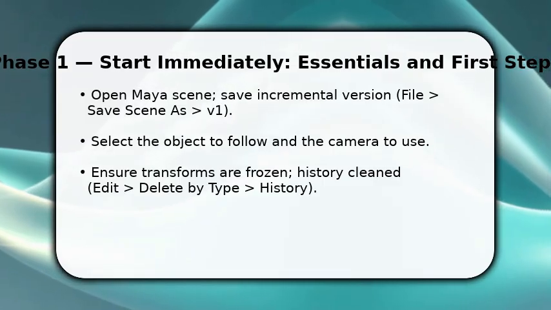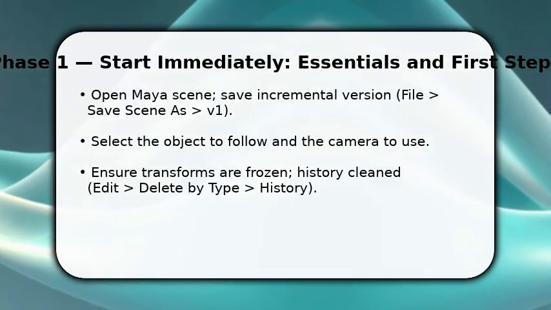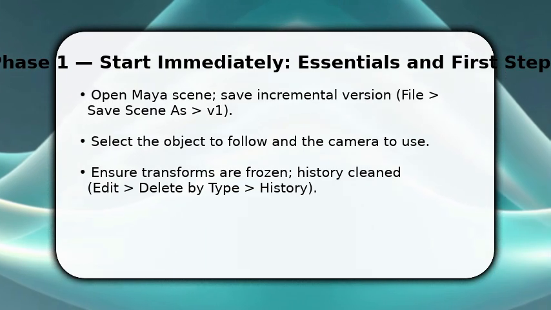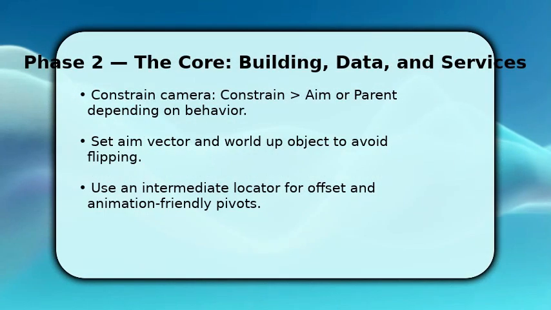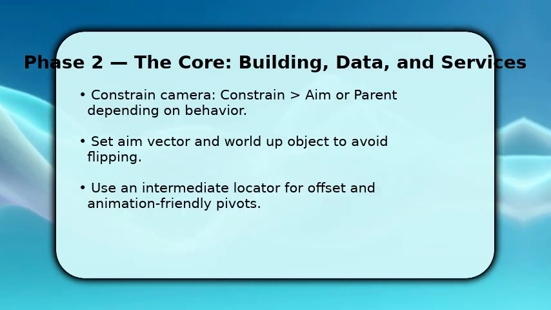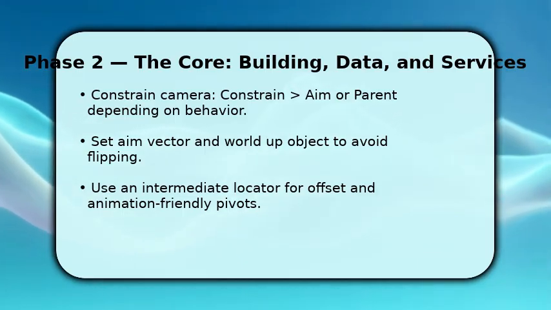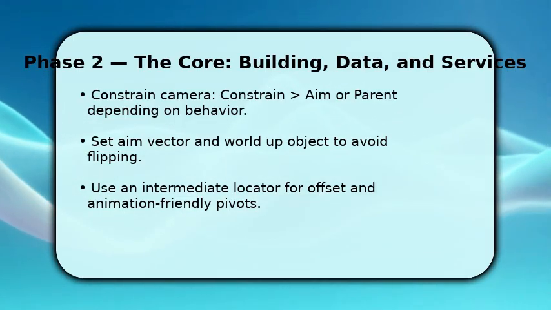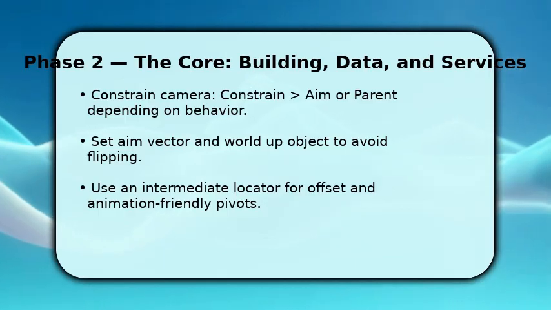Now prepare to apply the constraint that links camera motion to the target object. With camera and target selected, use constrain aim to make the camera point at the object. Choose an aim vector that matches your camera orientation. If you need the whole camera to follow position, add a parent or point constraint as well. Use a world up object to prevent roll and flipping.